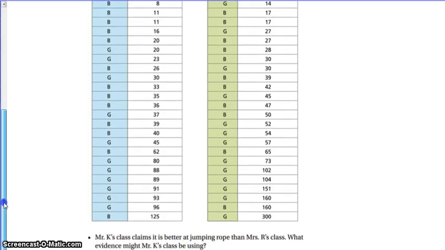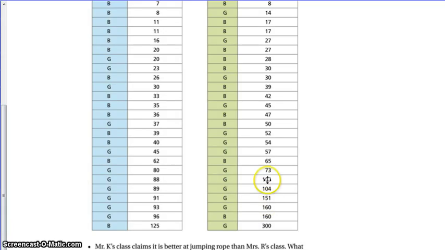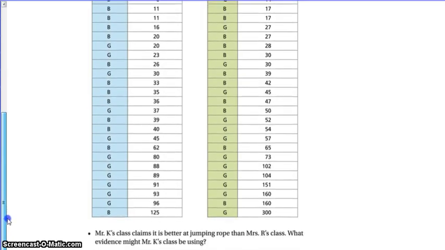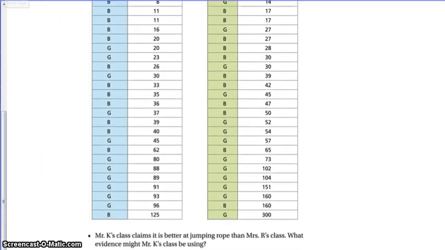Well, if we take a look at this, they have a lot of bigger jumps, over 100, and one girl that jumped 300 times, and Mrs. R's class does not. Okay, so that might be their claim to fame, so to speak. But let's go ahead and go on.